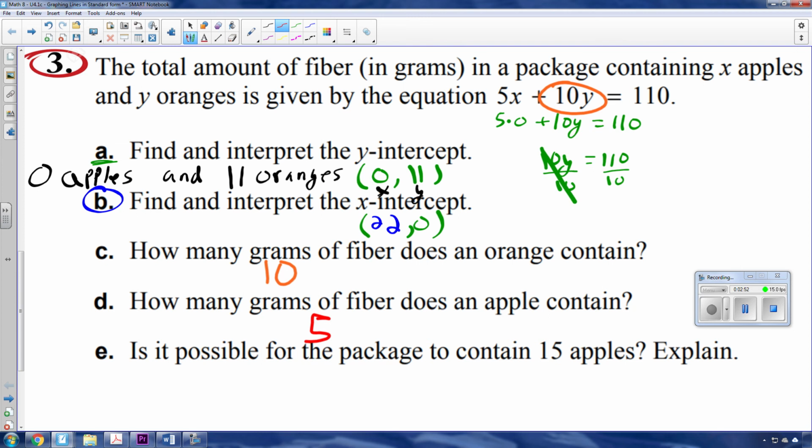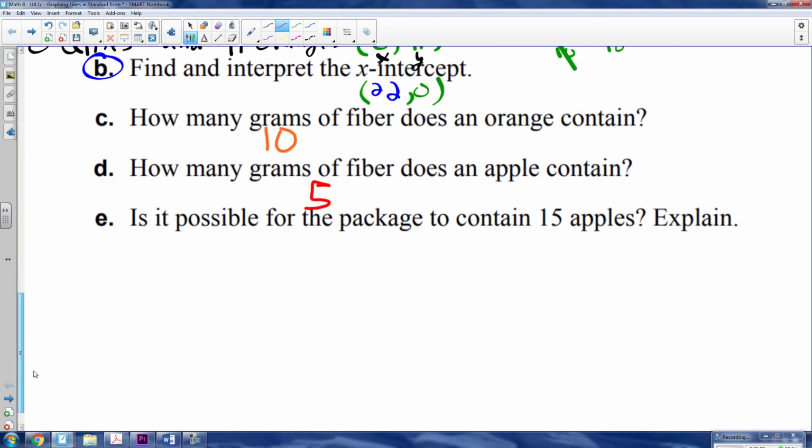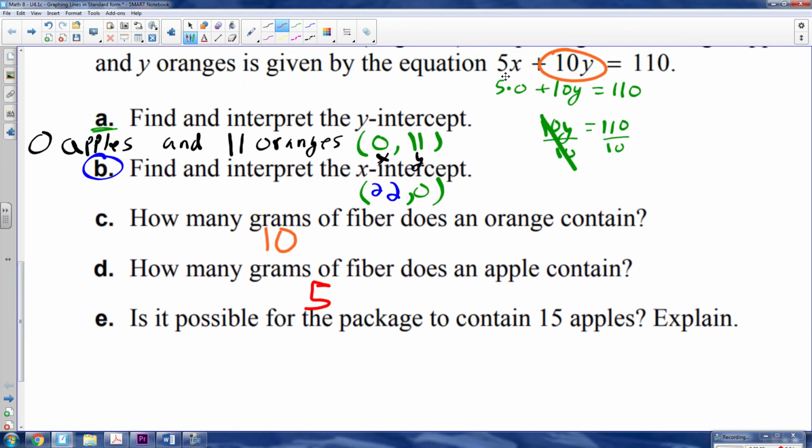Could the package contain 15 apples? That's a good question. Could the package contain 15 apples? That's the last thing we need to be thinking about here. What are your thoughts? Is it possible? Is it not possible? Why or why not? So we know the package looks like this. So what if we plugged in 15 for x here? What would happen? Plug in 15 for x, yes?